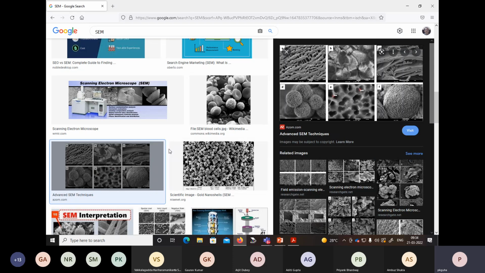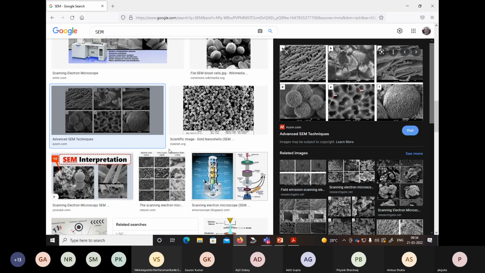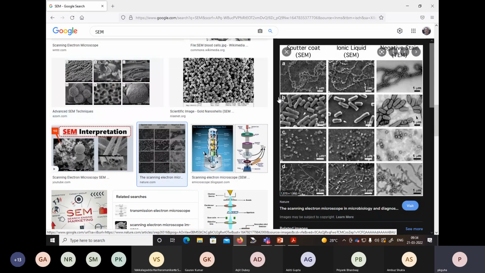So these are different images you see. These are different images you have made. You have synthesized the material, and you see under the microscope how your nanostructure is, right?